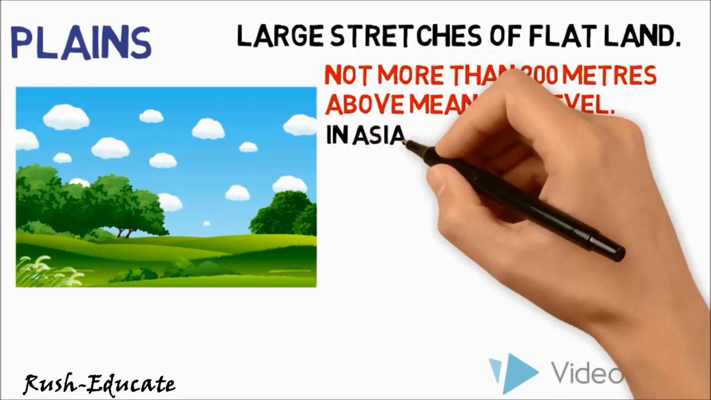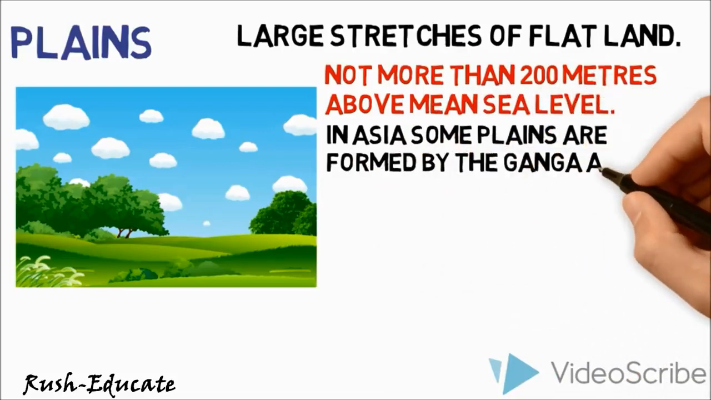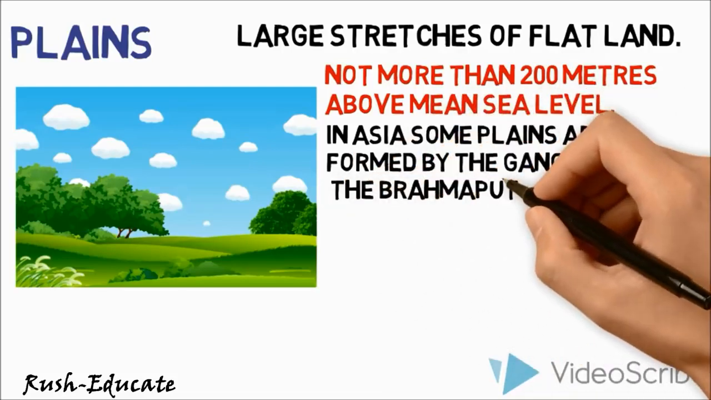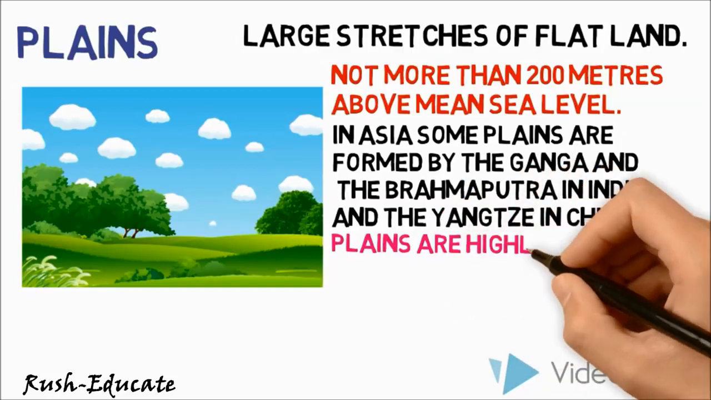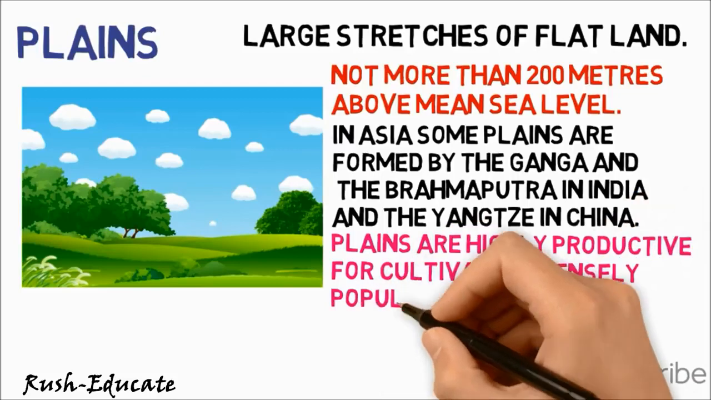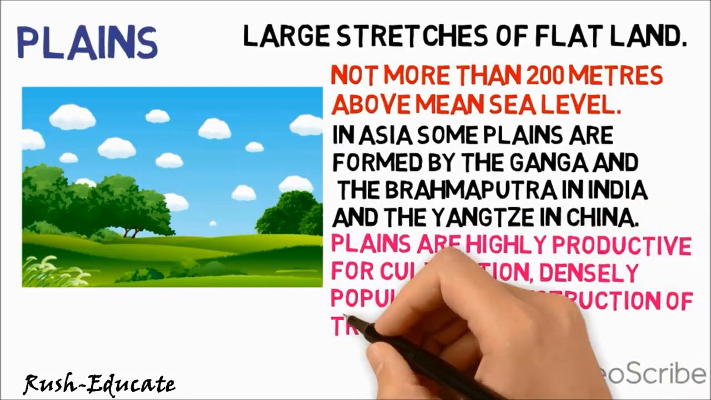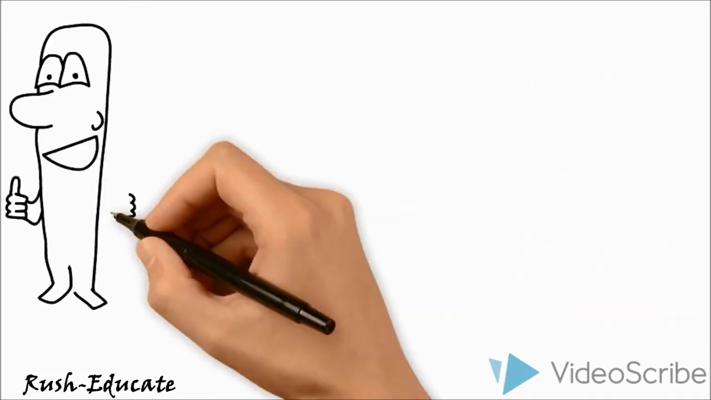Some of the largest plains made by the rivers are found in Asia and North America. For example, in Asia, these plains are formed by the Ganga and the Brahmaputra in India and the Yangtze in China. Plains are the most useful areas for human habitation. There is great concentration of people as more flat land is available for building houses as well as for cultivation. Because of fertile soils, the land is highly productive for cultivation. In India too, the Indo-Gangetic plains are the most densely populated regions of the country.